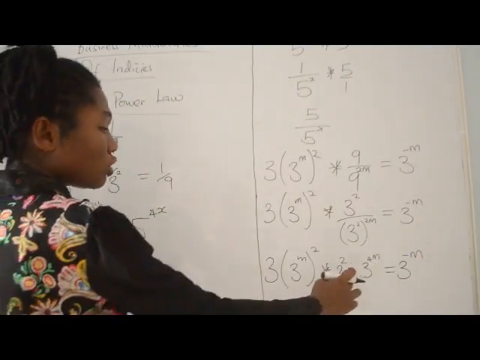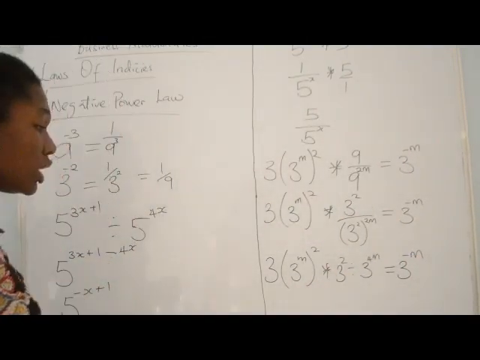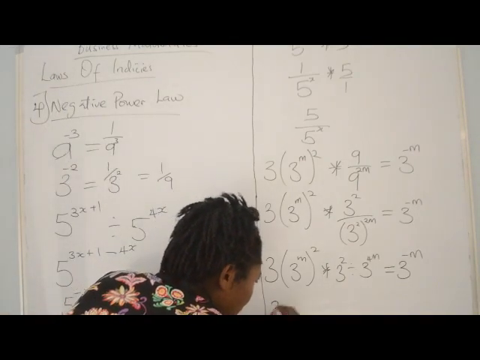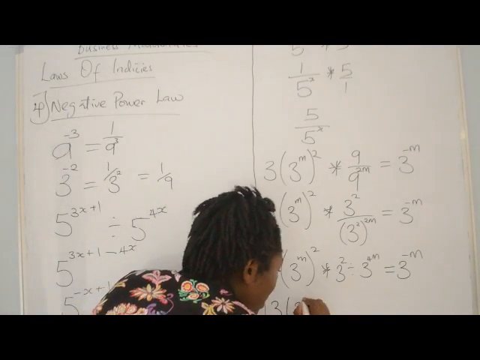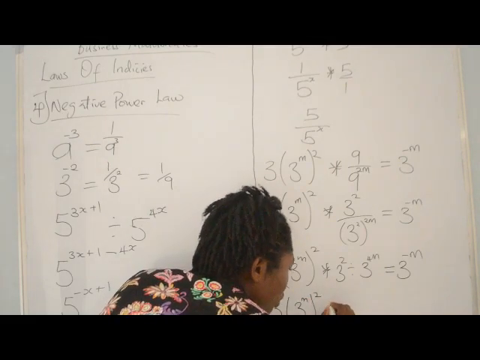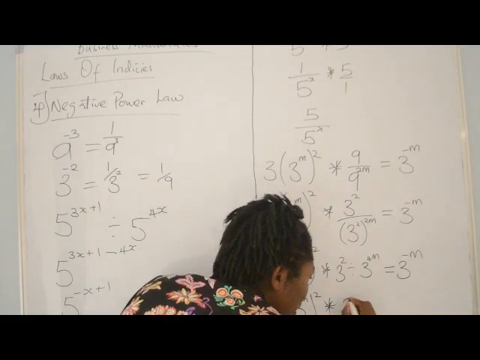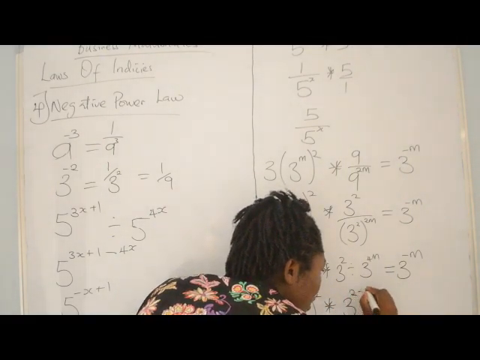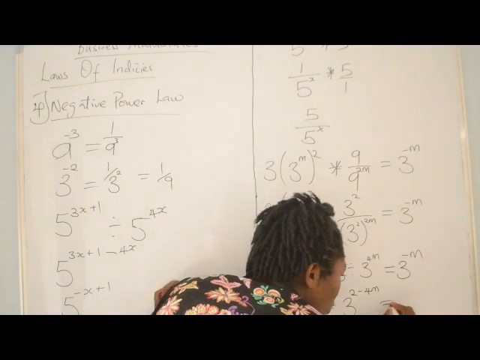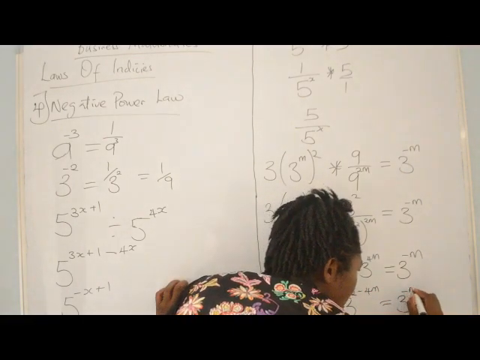Alright, so I'm going to apply our division law. Okay, our division law states when the bases are same, we just subtract their powers. Alright, so doing that, I'll be subtracting their powers. So we'll be having 2 minus 4m to be equal to 3 raised to power minus n.